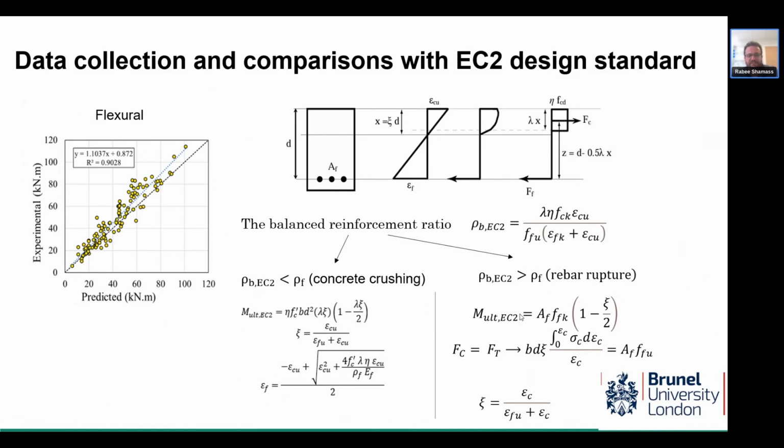With the use of the proposed balance reinforcement ratio, you can see here the balance reinforcement ratio. We have two types of failure mode as we expected experimentally. The concrete crushing, if the reinforcement ratio of the BFRP is higher than the balance reinforcement ratio, so the concrete will be crushing. And if the reinforcement ratio is lower than the balance ratio, the failure will be BFRP rebar rupture. We compare the calculated moment capacity, which is basically derived from the structural mechanics of the reinforced concrete, with experimental data. You can see it's showing a very good correlation.